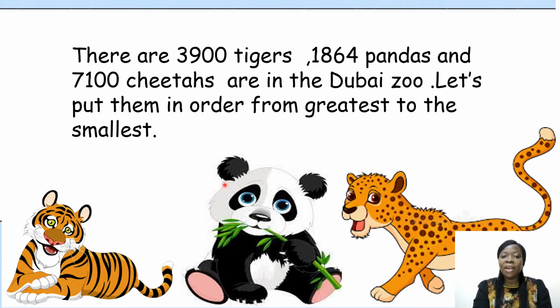Now there are 3,900 tigers, 1,864 pandas, and 7,100 cheetahs in this Dubai Zoo. Let's put them in order from greatest to smallest. Pause the video and have a go. This is for you to try.